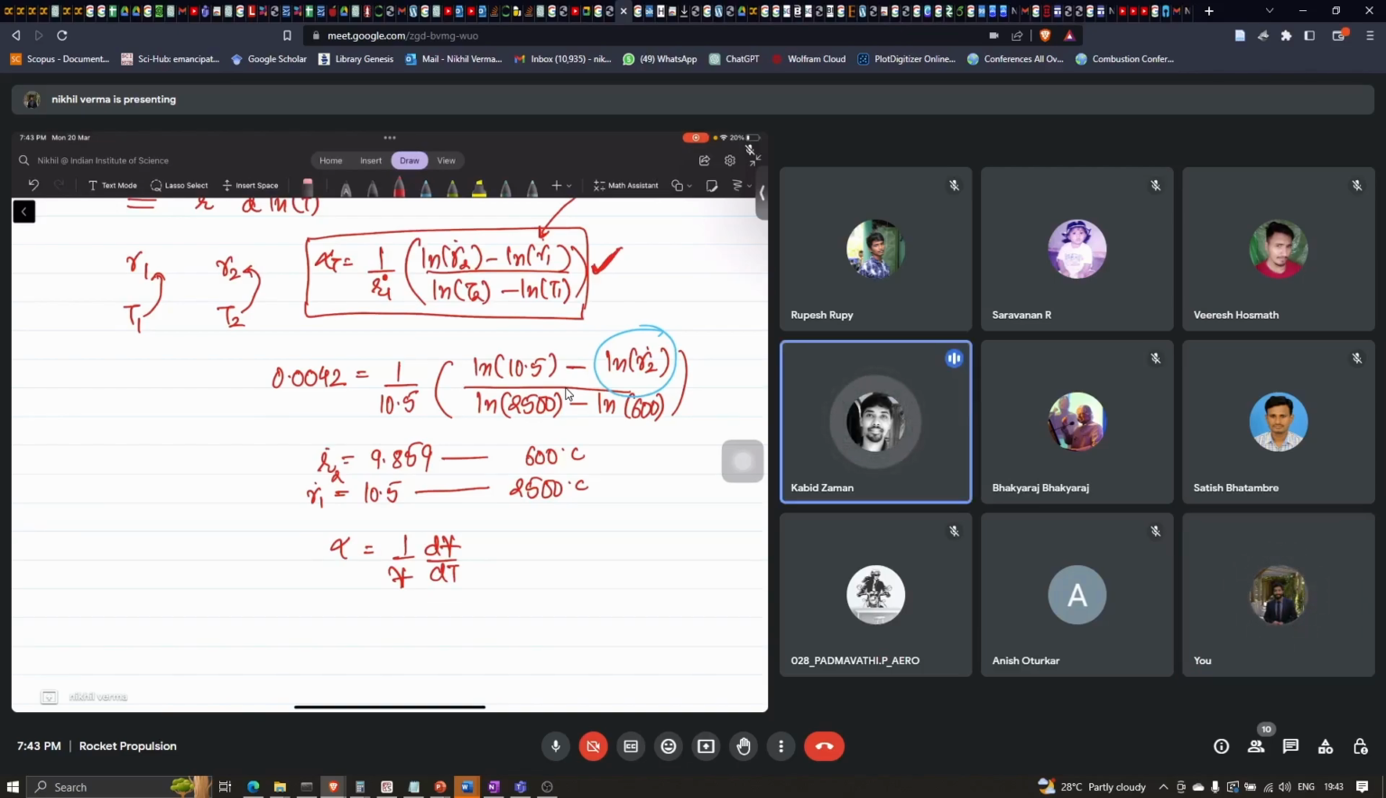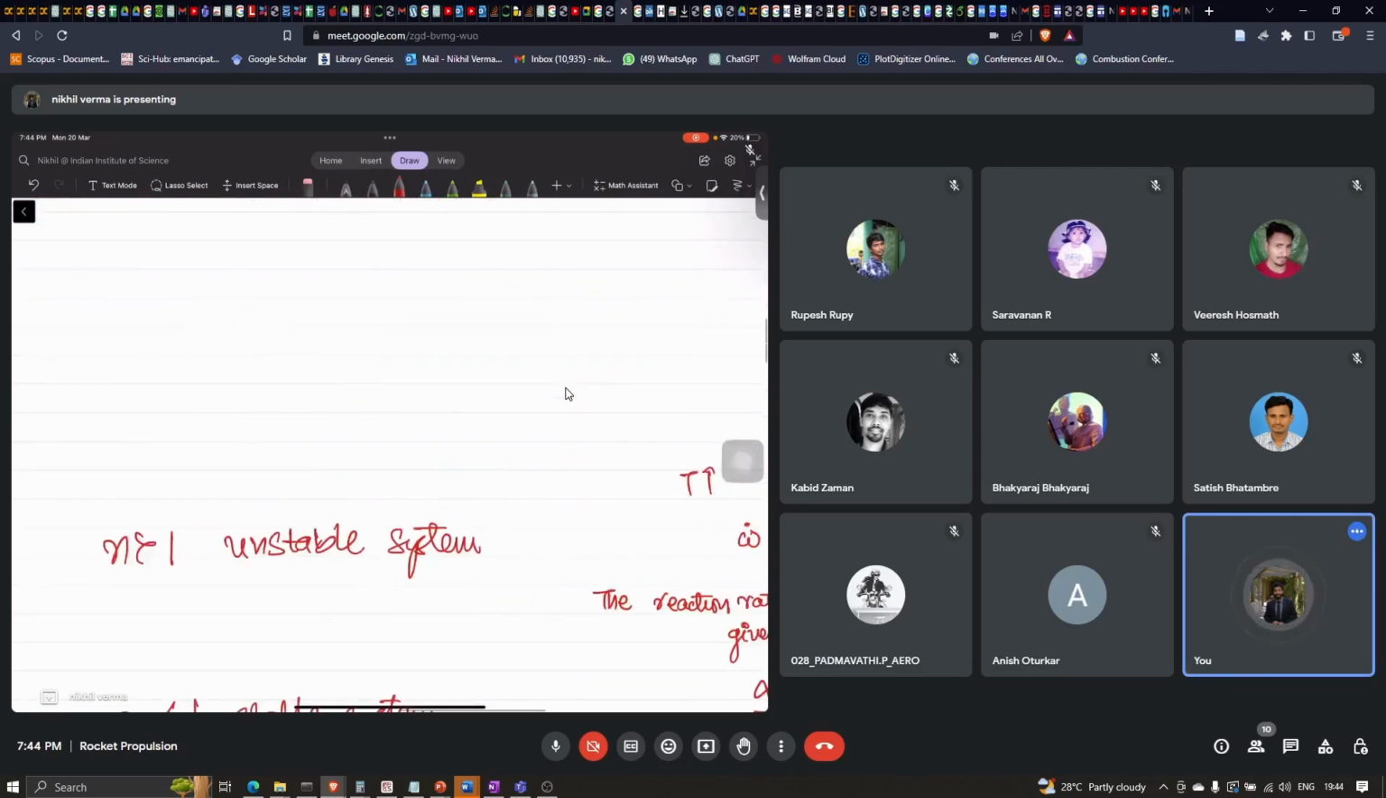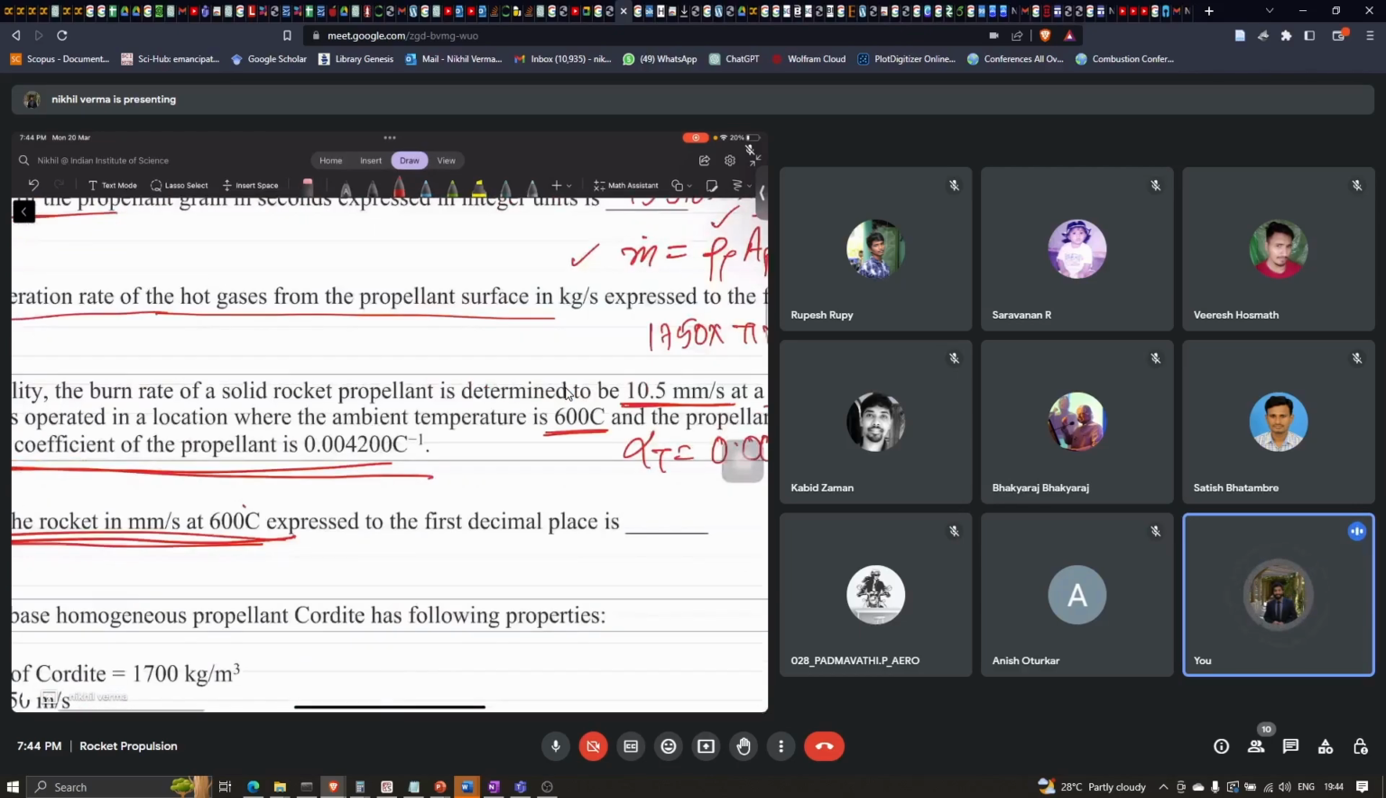Is there any simple reason why this logarithm is coming up in this definition? Is it because of the Arrhenius exponential? Probably yes. Right now I am not sure, but it could be a reason for that. Okay, so let us move to another problem.